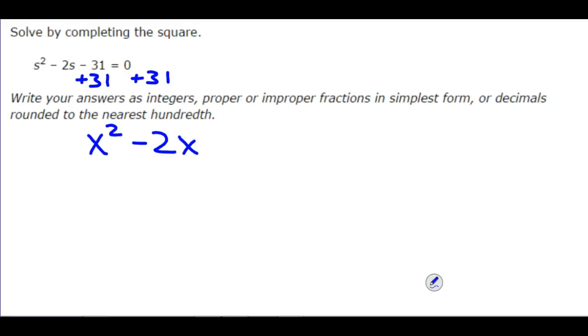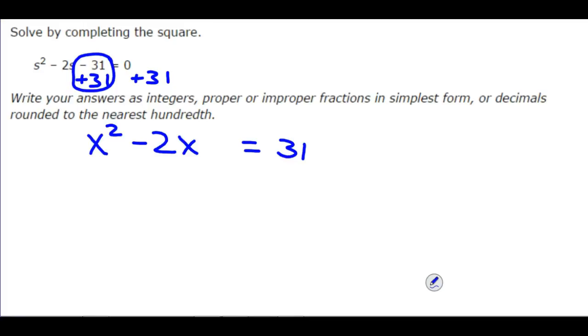The first step is to make sure that on the left-hand side, you have just the x squared plus or minus something x. And on the other side of the equation, you have a number. So this minus 31 was in the wrong place at the right time. But we're going to move it by adding 31 to both sides, and we end up with x squared minus 2x equals 31.